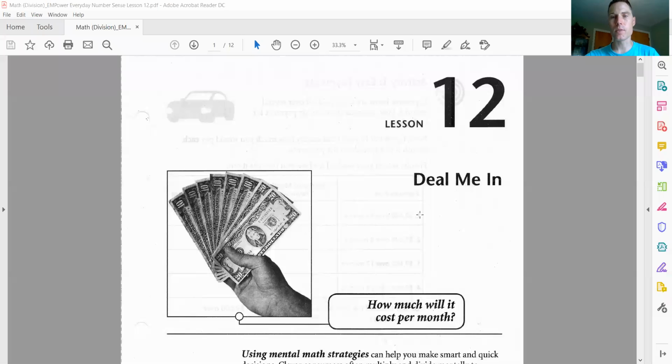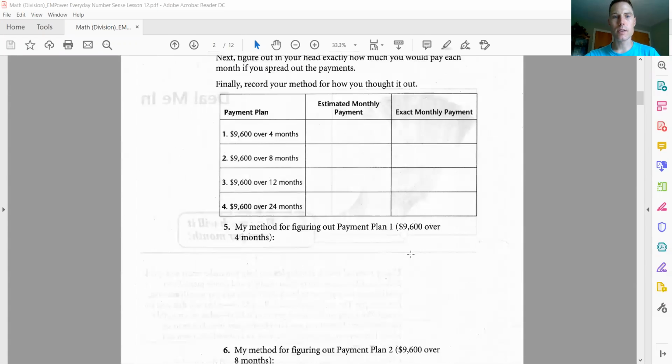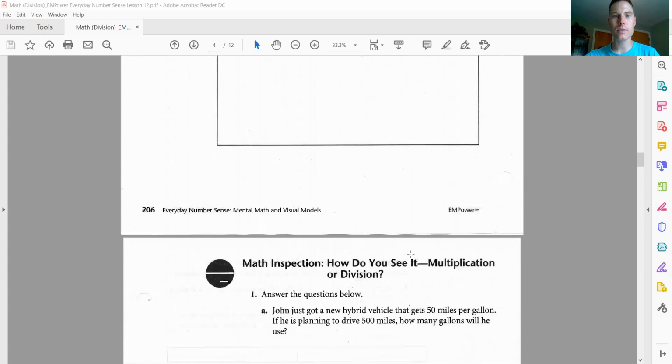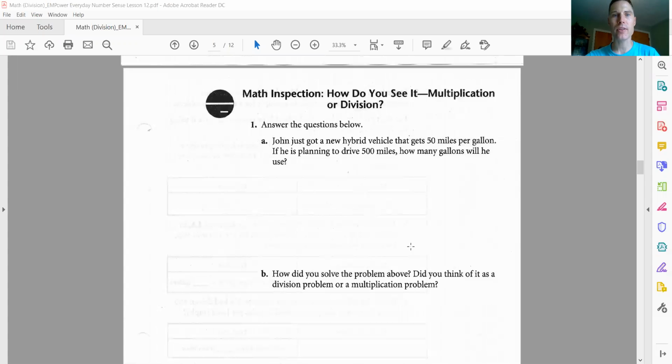I'm going to go over math problems out of lesson 12 from the Empower lessons. This goes right along with an assignment that I posted on our Google Classroom recently. This is from the lesson 12 Deal Me In Empower lessons. It's the second assignment I put on Google Classroom, called Math Inspection: How do you see it?